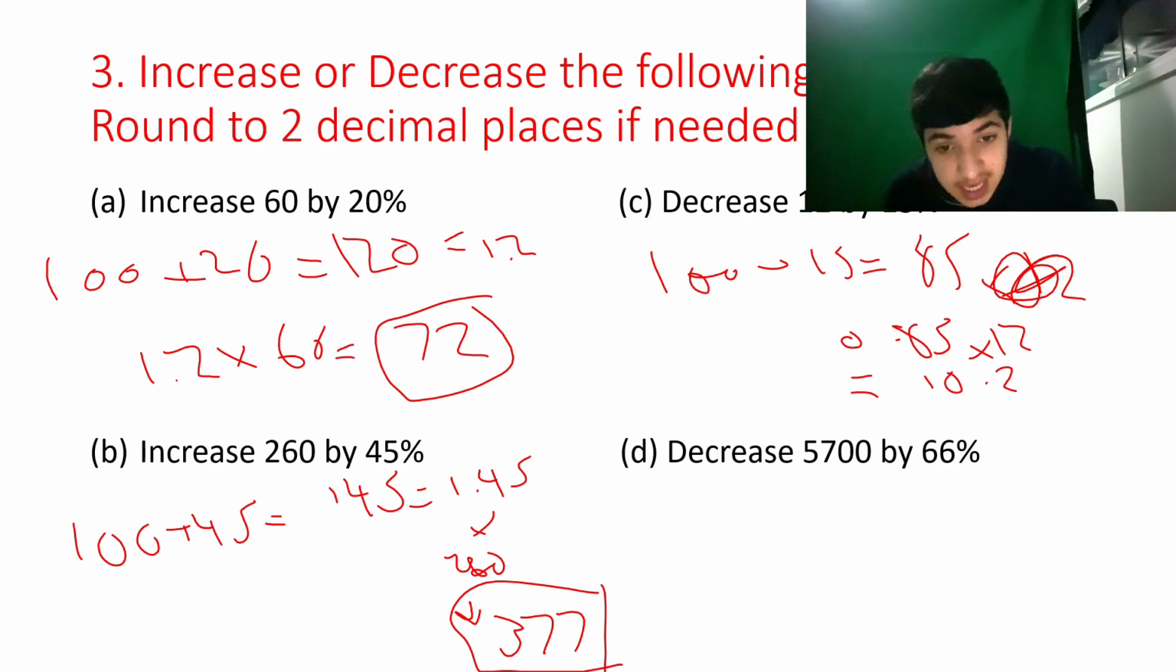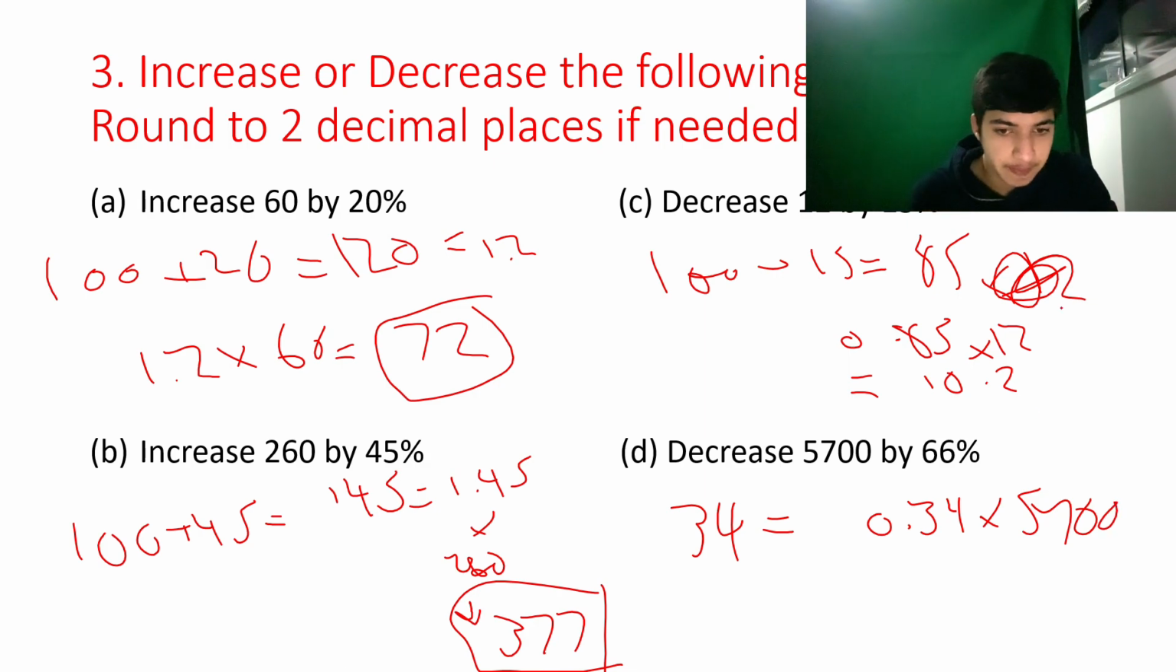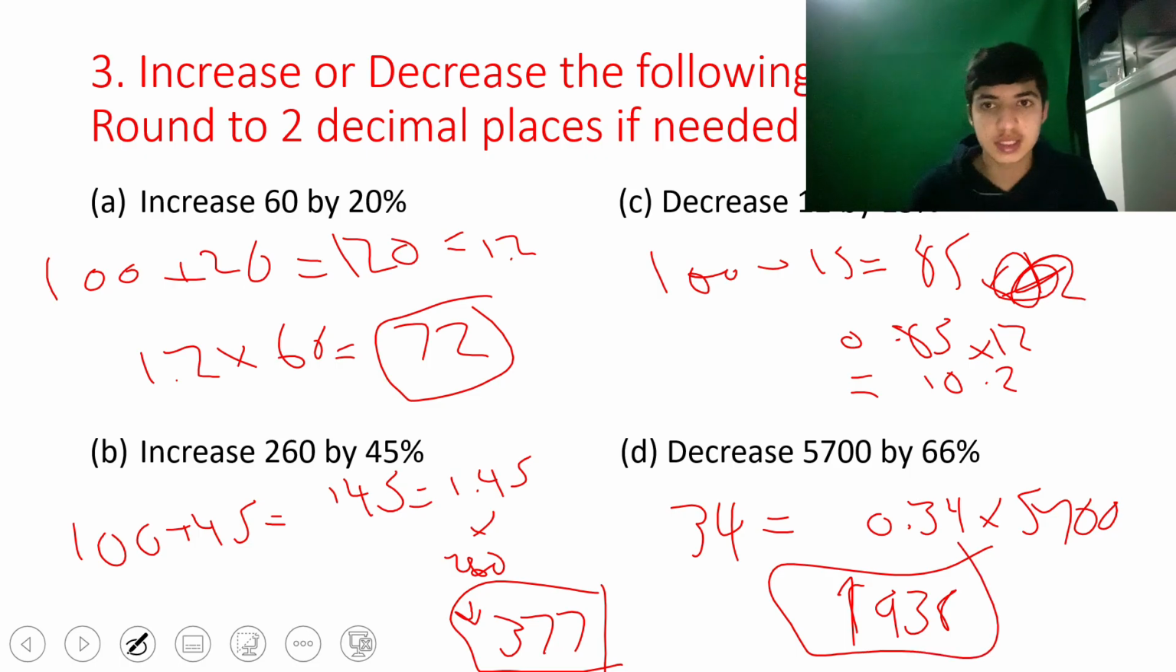Decrease 5,700 by 66%. Yeah, that's kind of a challenging one. So what is 100 minus 66? It would be 34. Convert as a decimal, 0.34 times 5,700. It'd be 1938. That is the answer.